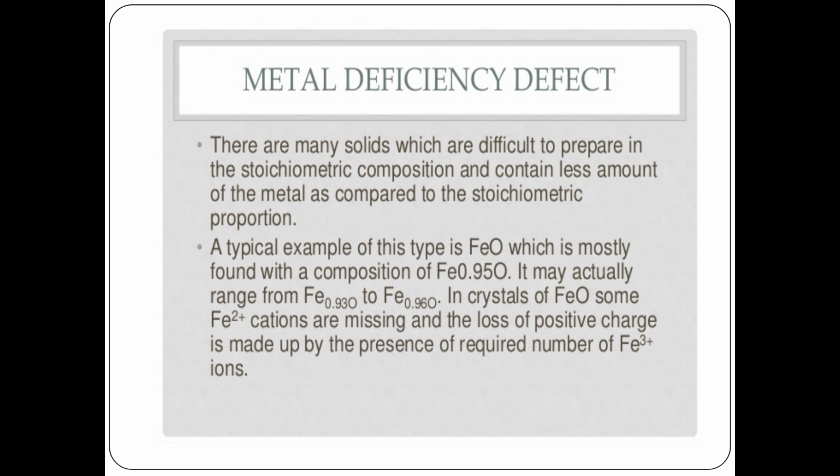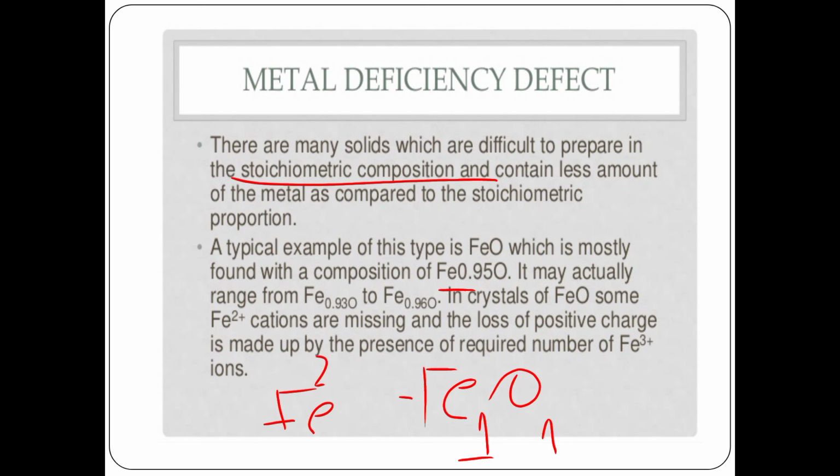Then the next one is metal deficiency. There are many solids which are difficult to prepare in stoichiometric composition, with less metal compared to the stoichiometric proportion. For example, if we take FeO, it is not one iron and one oxygen. The iron amount is 0.95. In some crystals Fe2+ cations are missing, and to balance the charge, sometimes Fe2+ will convert to Fe3+. Such cases also occur, so it is due to metal deficiency.